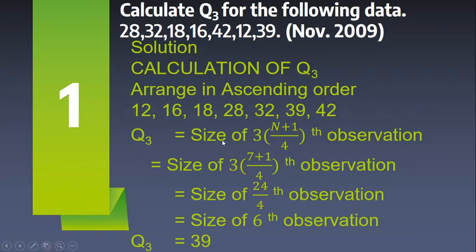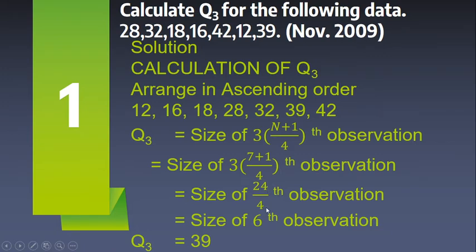Being the third quartile, it is size of 3n plus 1 by 4th observation. N over here is the number of values that we have. So we count the values: 1, 2, 3, 4, 5, 6, 7. So n is 7. 7 plus 1 by 4. 7 plus 1 is 8. 8 into 3 is 24 by 4.